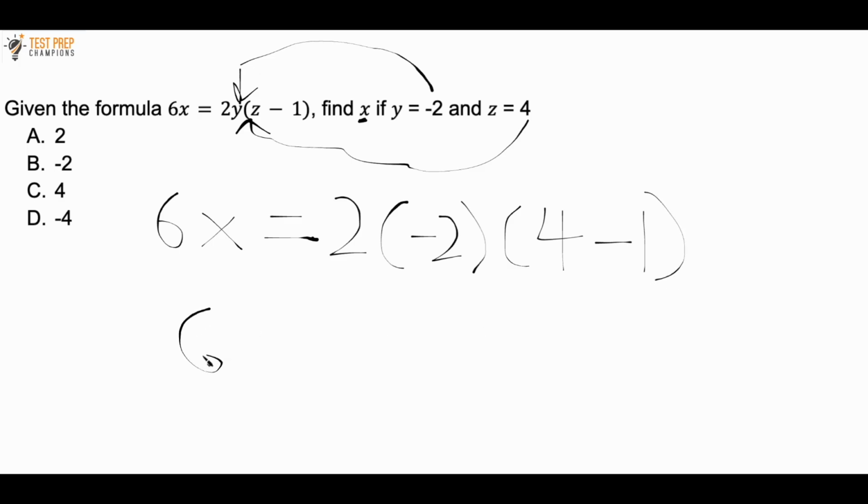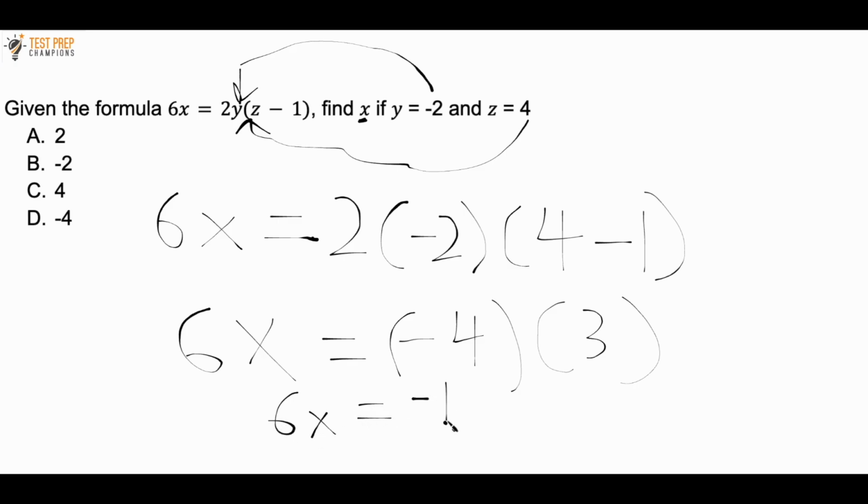4 minus 1 is 3. And what is 2 times -2? 2 times -2 is -4. So I'll have -4 times 3. So what is -4 times 3? -4 times 3 is -12. So I'll have 6x equals -12.